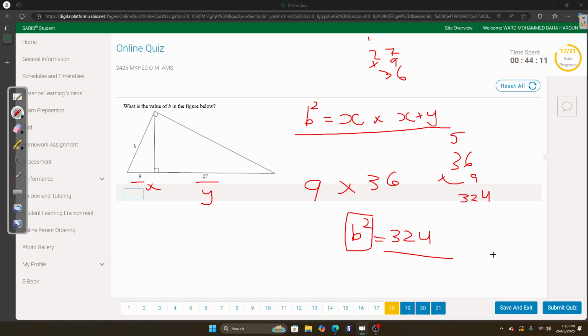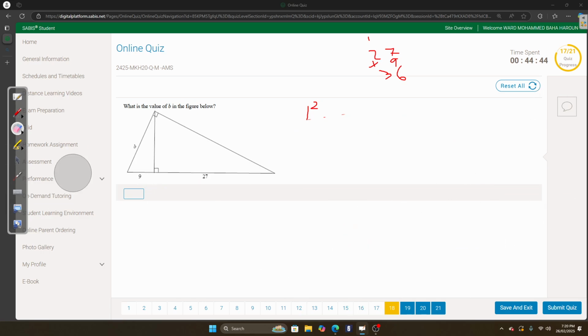I feel like you guys are confused with it. Why do you square root it? Because they gave us b squared, right? b is the unknown, but it's squared. So you have to do the square root because you don't want it to be squared. You want it to be the original one. After you square root it, which you guys have to calculate, I'm going to use a calculator. The square root of 324 gives you 18. The answer is 18.